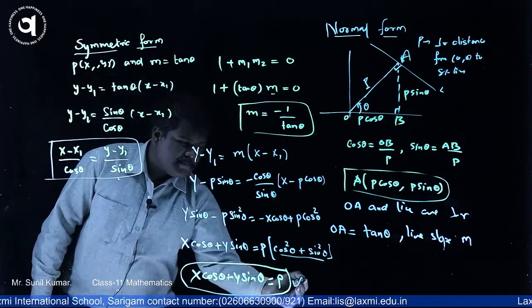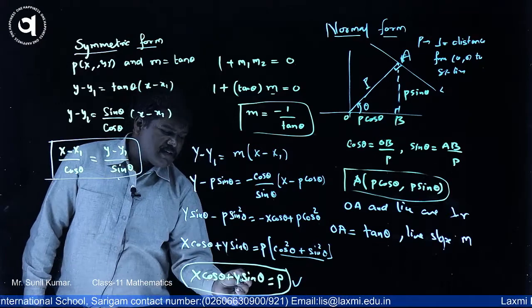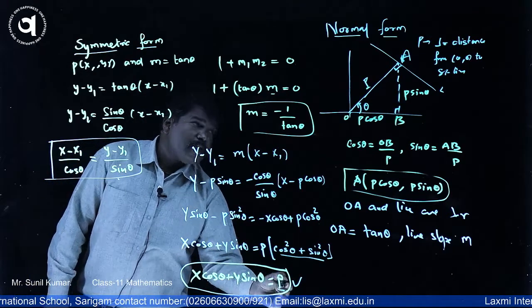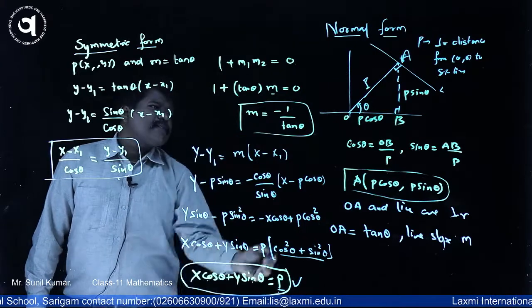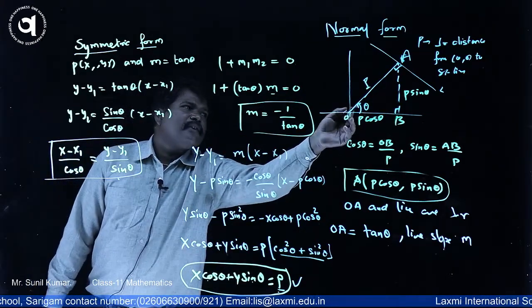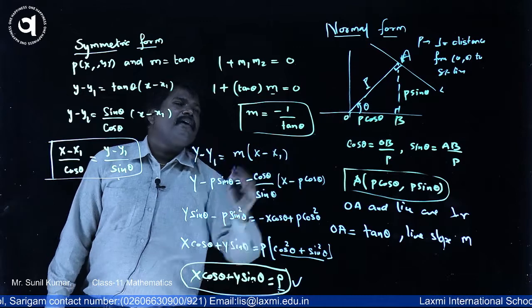Normal form of a line is x cos theta plus y sin theta is equal to p. Your p is the perpendicular distance from origin to the line, and theta is the angle made by this normal line with the positive x direction.